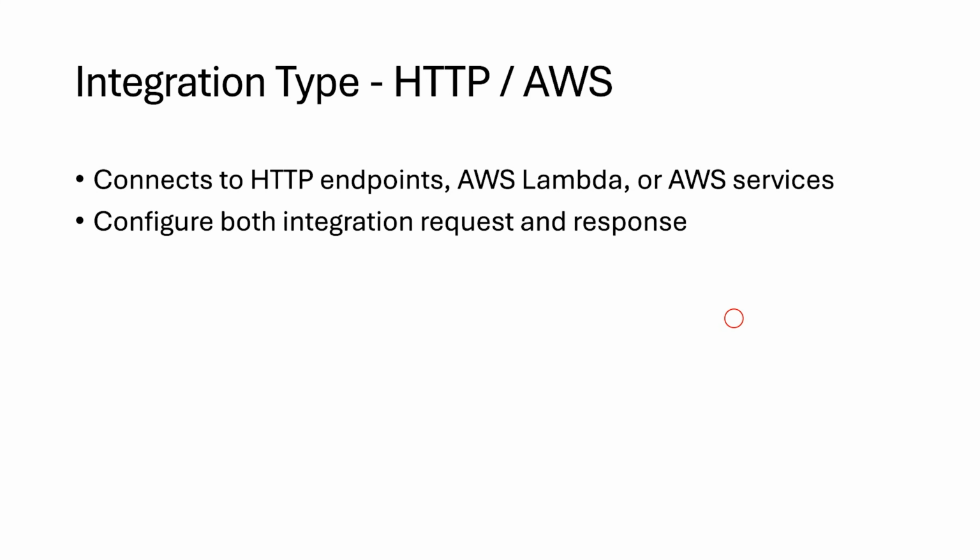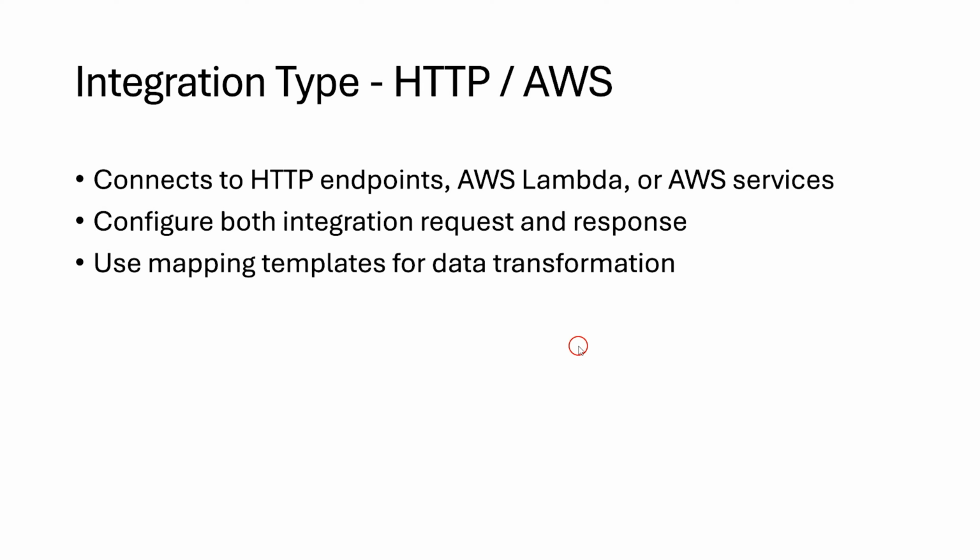And here you need to know some information. The first is that you can configure both the integration request and the integration response. Whenever you use the HTTP or AWS integration type, you must configure both integration request and response yourself, and you need to set data mapping using mapping templates to transform requests and responses. This is often used in scenarios where your API needs to interact with services like SQS, SNS, or other AWS services.